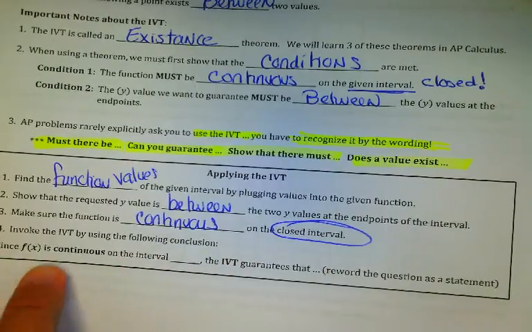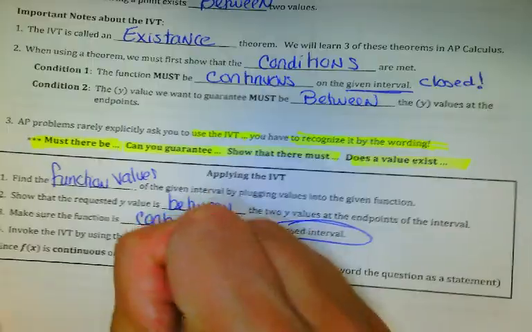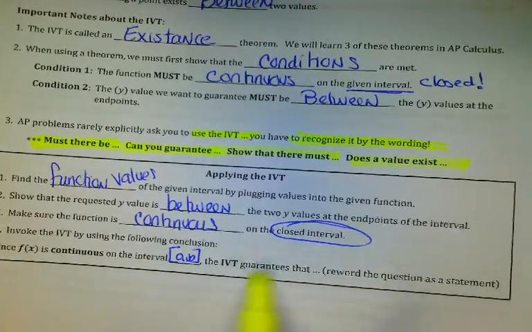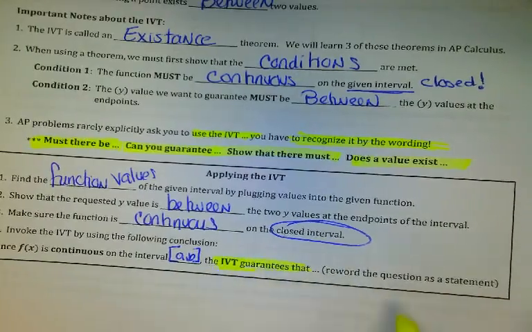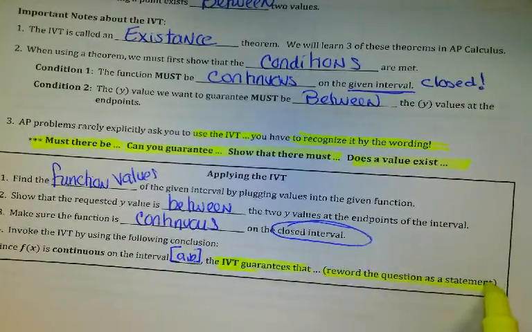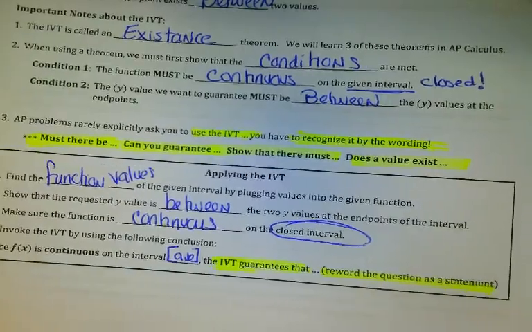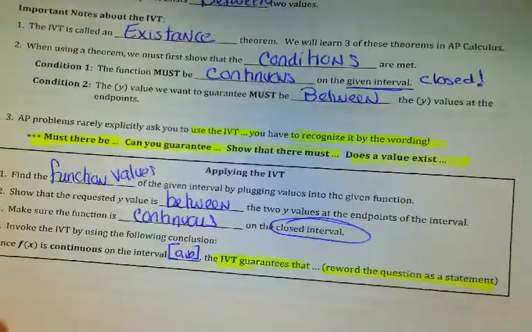So since f of x is continuous on the closed interval [a, b], then you need to state the name of the theorem. So I would say the IVT guarantees, and then literally reword the question. We're going to do a lot of just rewording the question. And again, I will show you how simple this is, but it is a little bit of writing. It's the most writing we do in AP Calc.